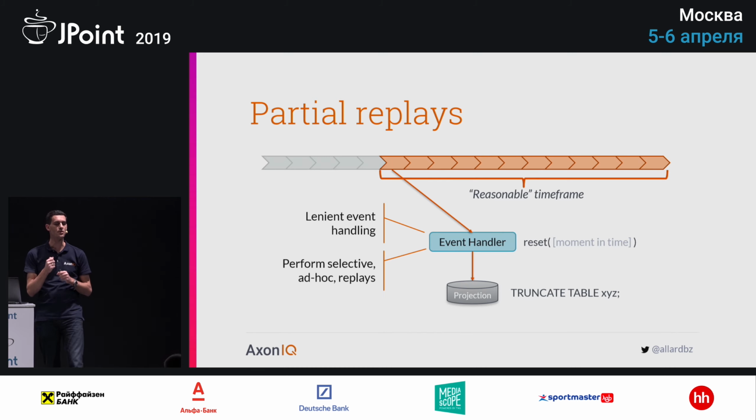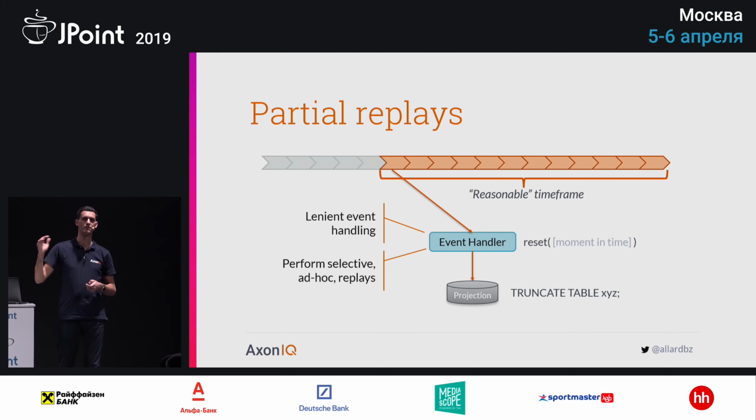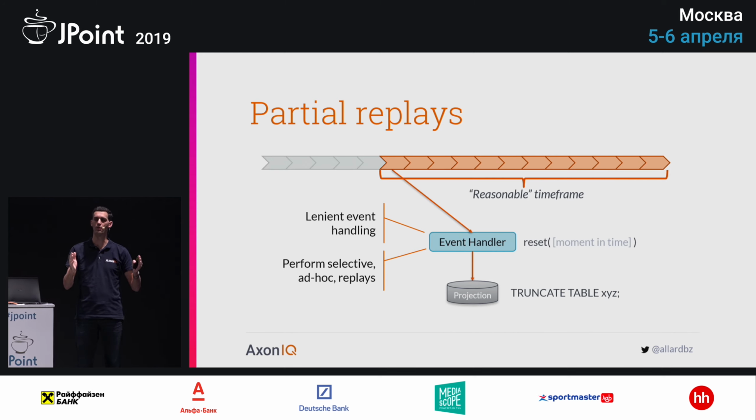In that case, we can also do very selective ad hoc replays. We can say, oh, we missed the events of this specific entity. Give me the events prior to this one quickly. Of course, in that case, it will be slightly slower, but at least it will not increase over time anymore. We can now set a stable maximum of how long a replay will take if we have this reasonable time frame.